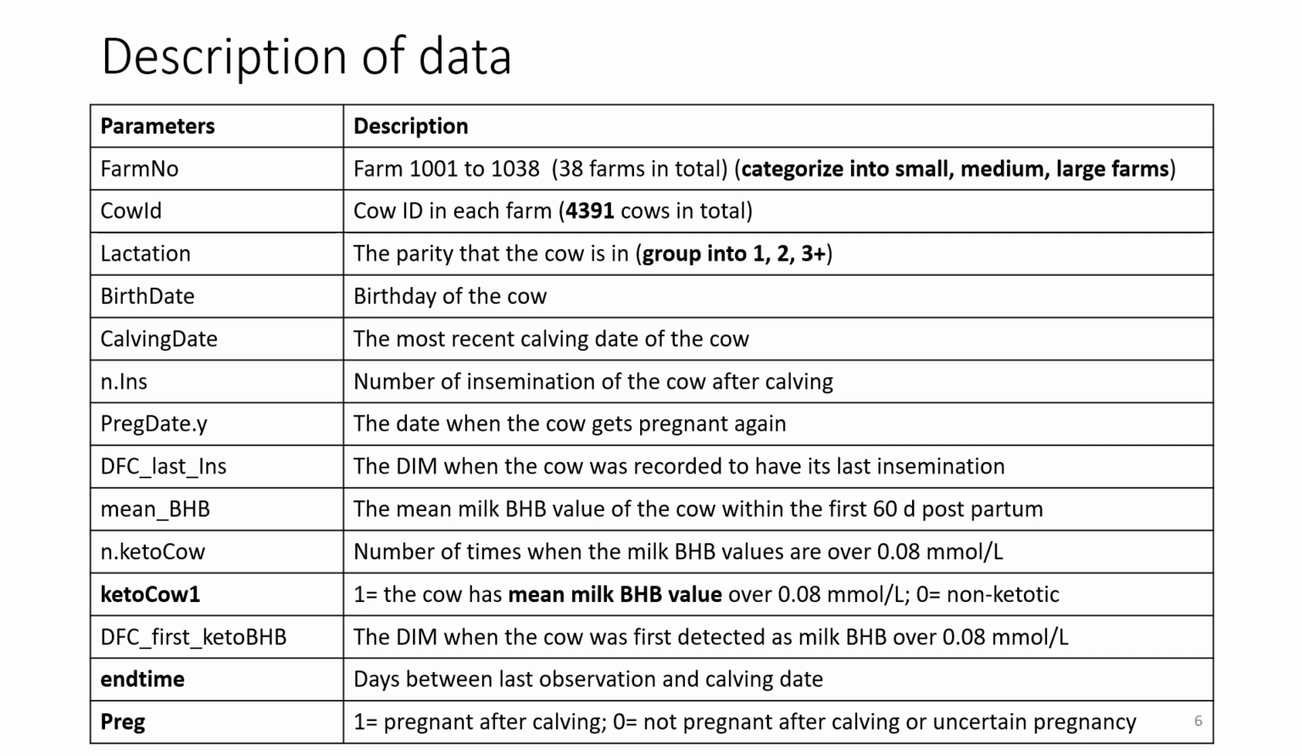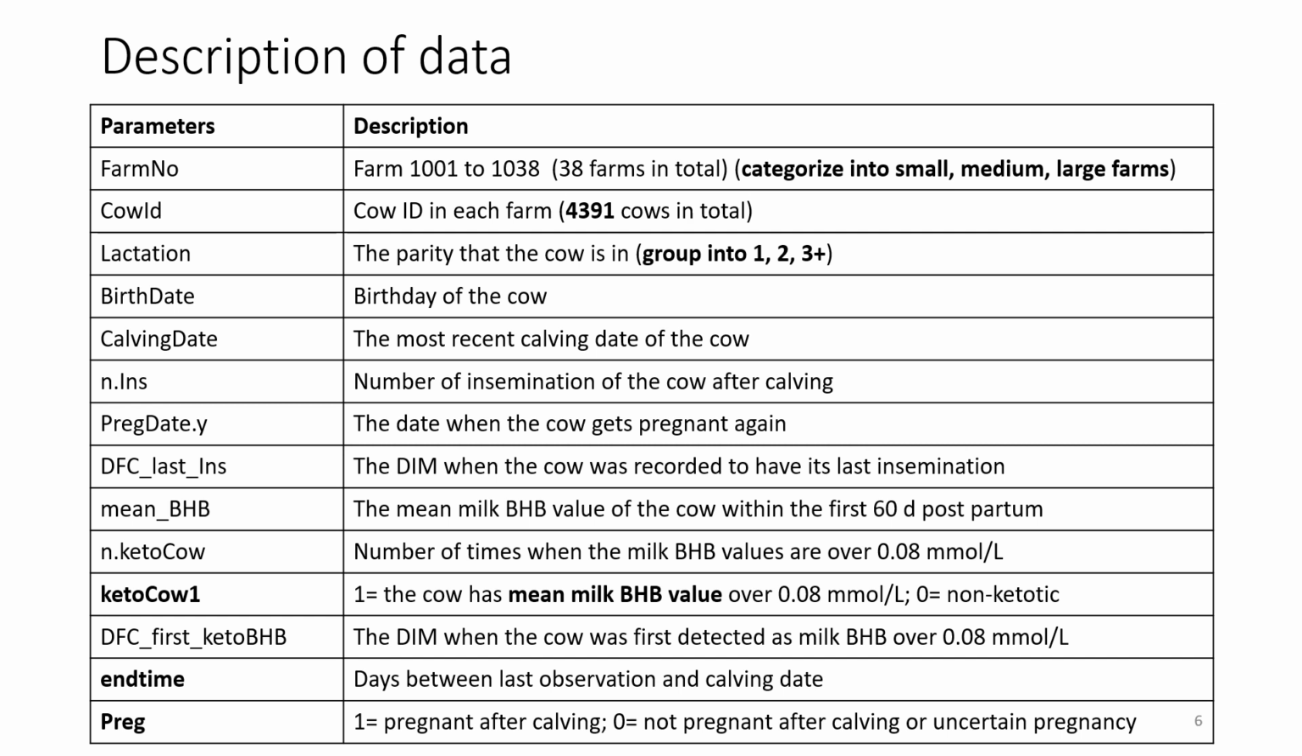So now we know that farms are divided into 3 different farm sizes, and I also divided my lactation into 3 categories. And keto cow is whether the cow has a mean milk BHB level over 0.08. If so, it's 1. If not, it's 0, and the cow will be seen as non-ketotic.